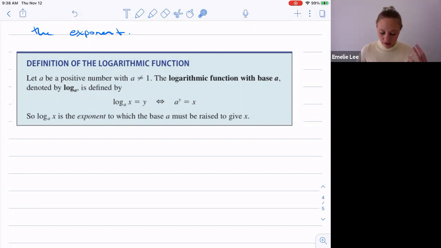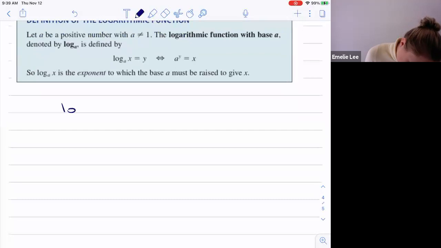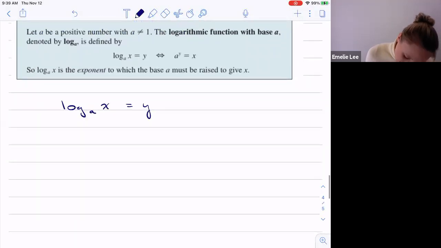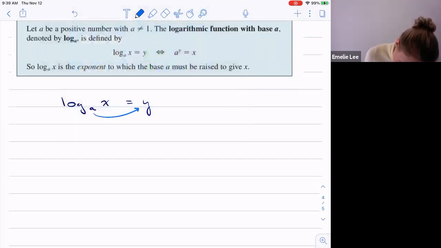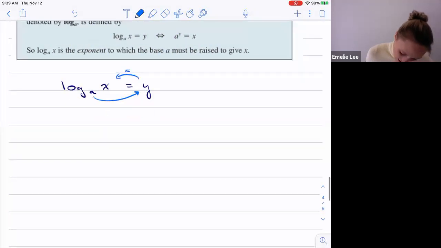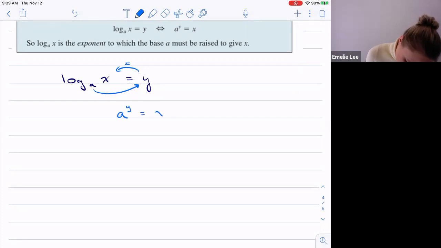And I always have a hard time linking these two. I find it very difficult. I also don't find this very helpful, but it is a crutch that I use a lot of the time. If y is equal to the log base a of x, and a to the y is equal to x, then log base a of x is the exponent to which the base a must be raised to give x. Now, if you just bounce around here, log base a of x equals y. If I just take a to the y equals x, so what this looks like is a to the y is equal to x.